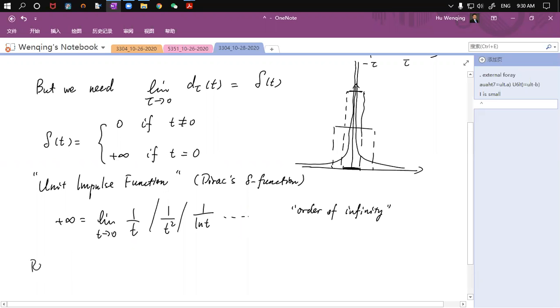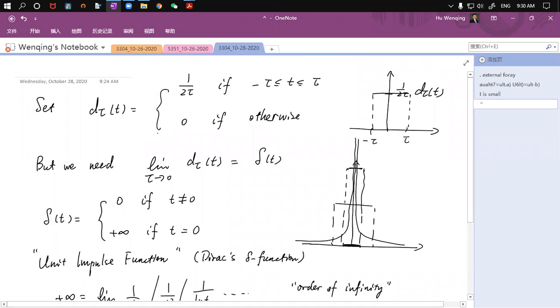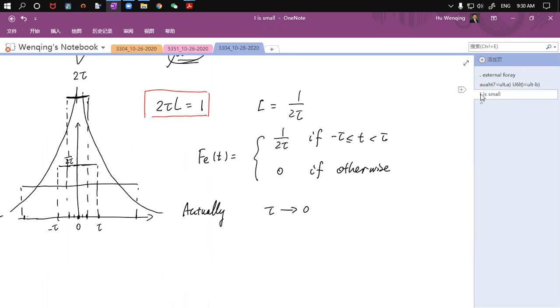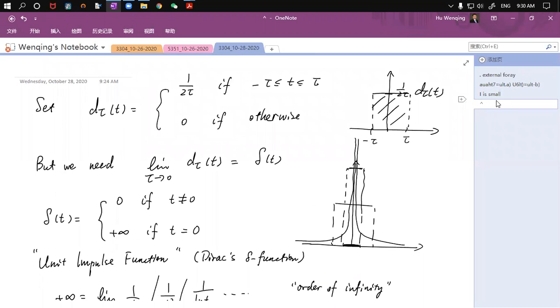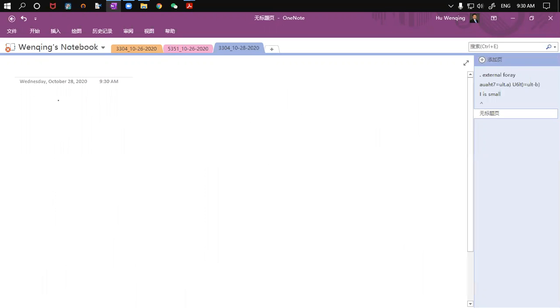Well, remember, let me start a new page. If you look at this function d, what is the area under the function d? Well, that's just as we described. Because of the impulse principle, the momentum is equal to the impulse, but we have unified momentum to be 1, right? That's easy to see from the definition of d tau: the integral from minus infinity to plus infinity of d tau of t is just equal to 1, no matter what tau you choose. It's a good family, right? So it's very simple.